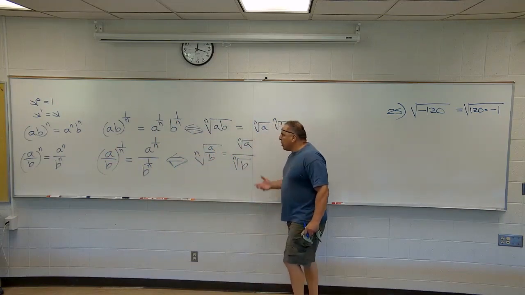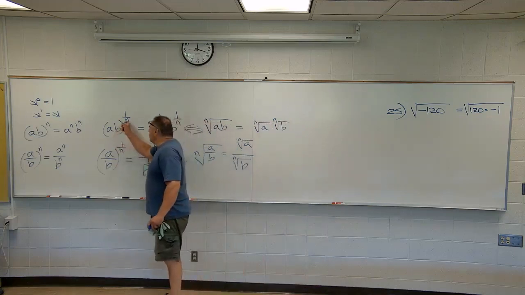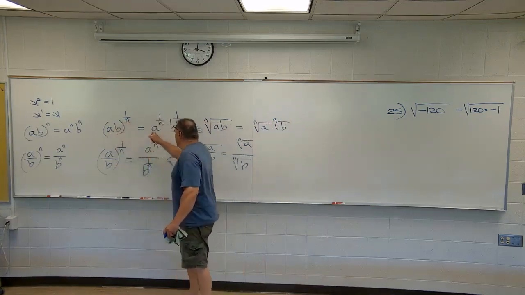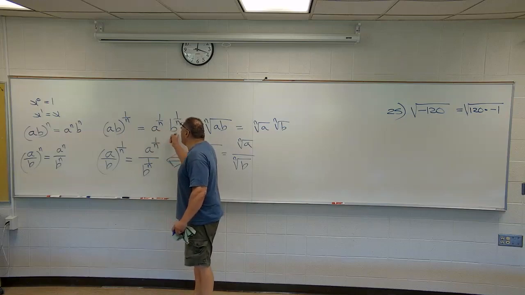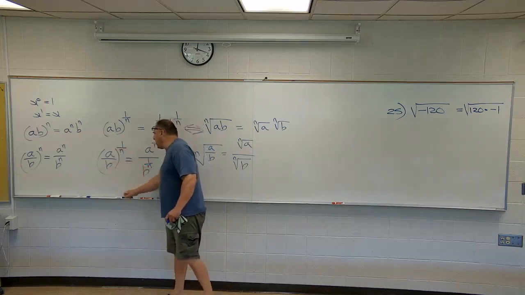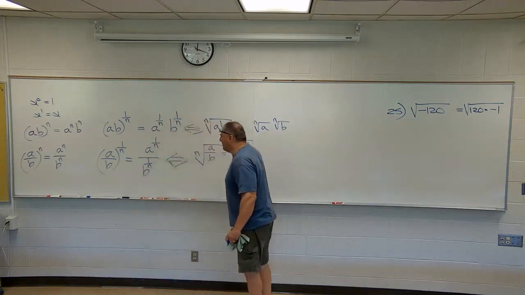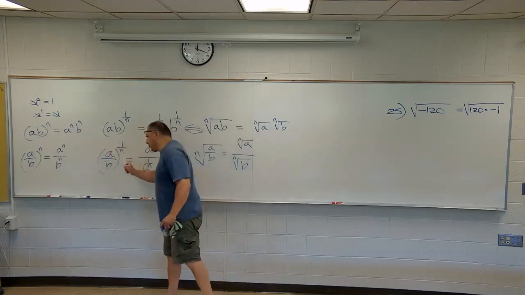So what are we talking about? The exponentiation of a product is the product of the individual exponentiations. The exponentiation of a quotient is the quotient of the individual exponentiations. It's true over there, it's true here with fractions as well.